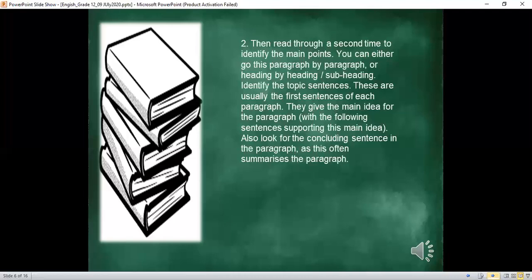Then the last one is always summarizing what the paragraph was about, or it's concluding, so to say. That's the last line or the last sentence in a paragraph. So that's why I think this is a good angle to actually use.